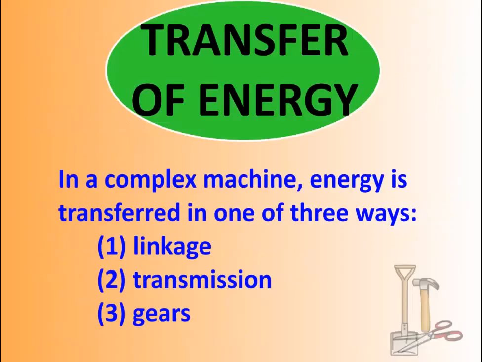So to summarize everything, what's this been all about? It's been all about the transfer of energy. In a complex machine, energy is transferred in one of 3 ways. It's transferred in a linkage, like a bike chain or a garage door opener. It's transferred in a transmission, a much more powerful linkage that transfers more energy and more power. Or energy can be transferred in gears. And gears can also transfer energy, transfer force, and change the speed.